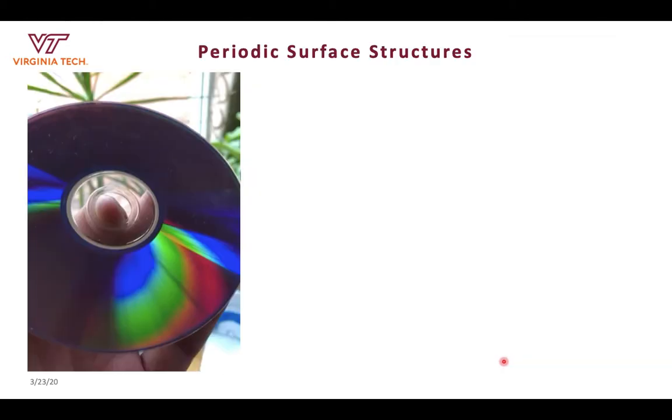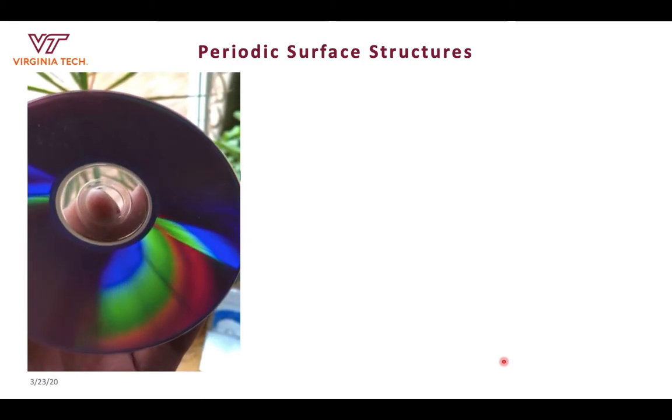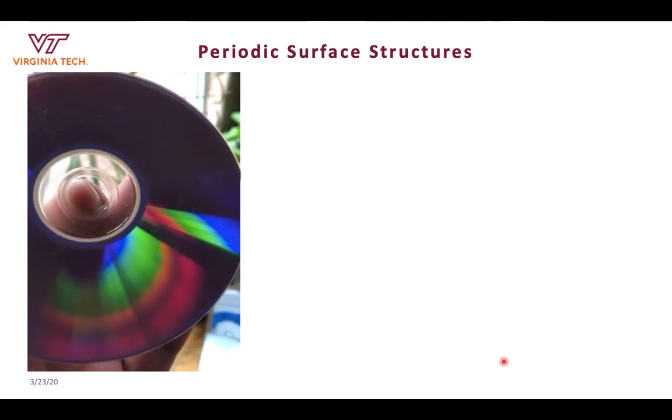So we can, of course, have surfaces that have more than two interfaces that can lead to diffraction. And an example that I'll show here is just the shiny side of a CD or a DVD. And as we've all done, as you move that disc in visible light, you see that rainbow pattern that changes as a function of the angle with which you look at it.